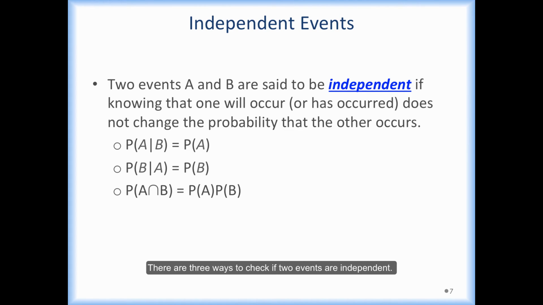There are three different ways to check if two events are independent. Again, we assume the two events are A and B. So long as one of these three equations holds, we know that the two events are independent.